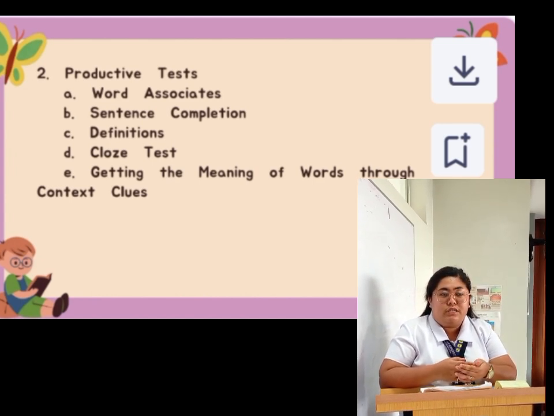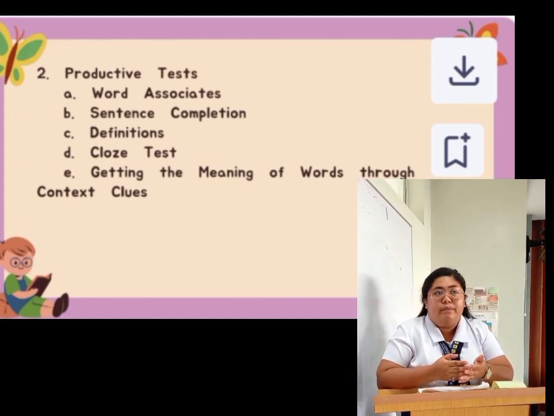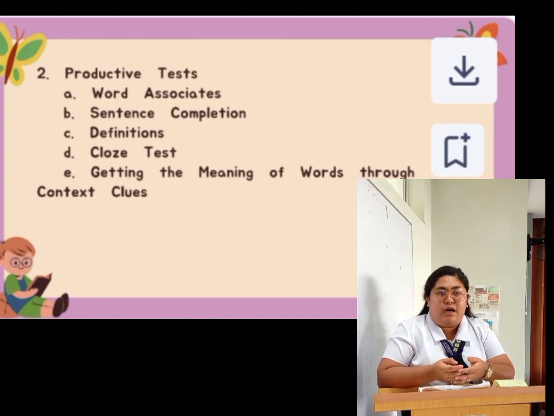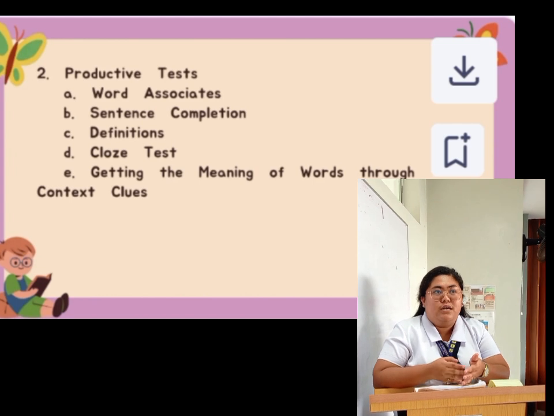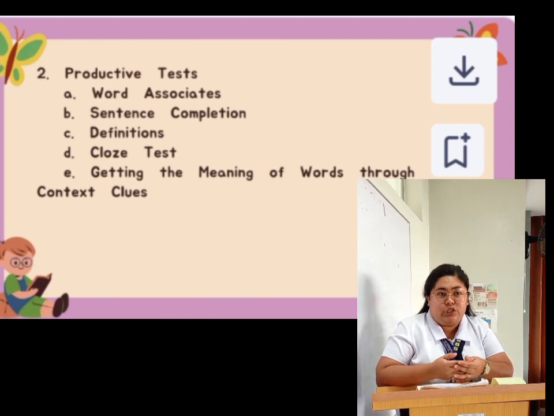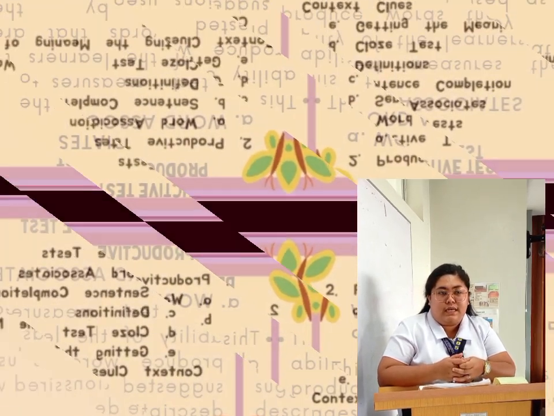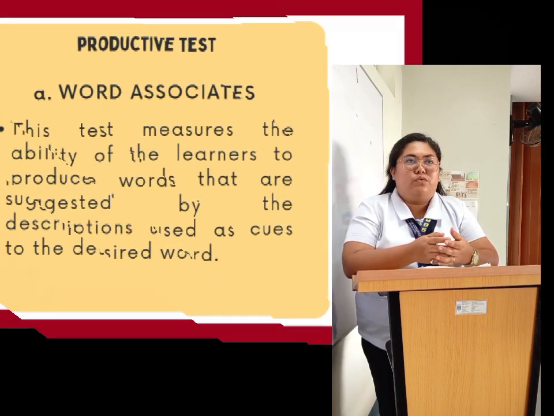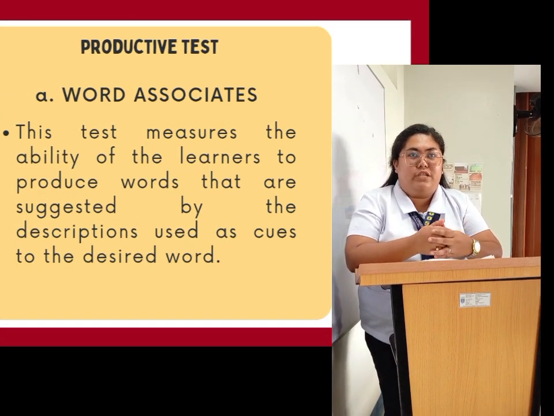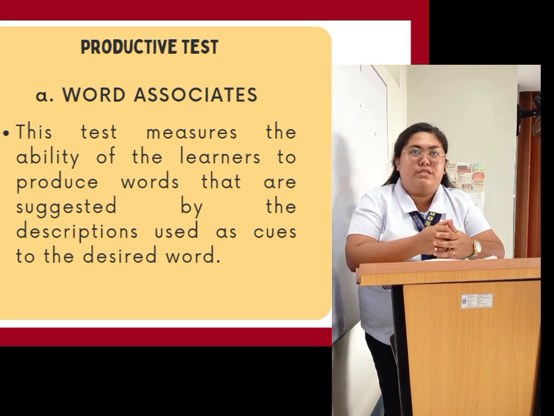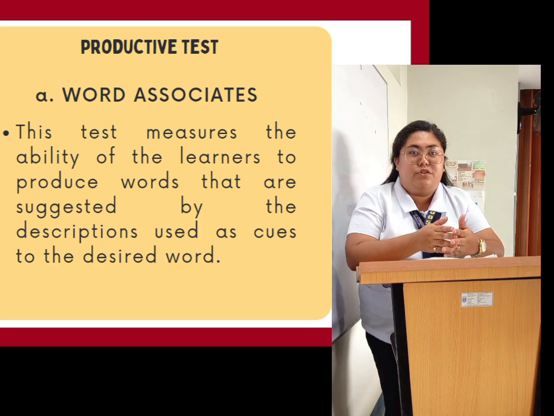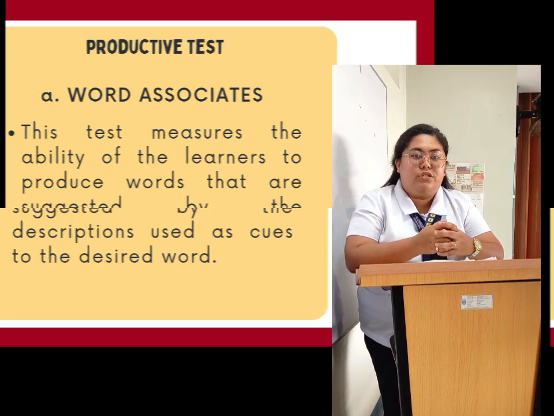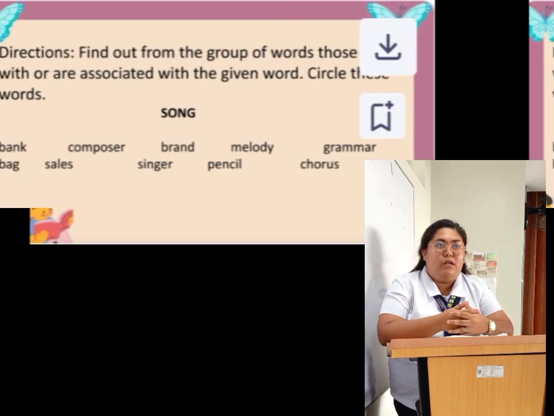So this test is the productive test. In the productive test, these are the following that align: first is word association, second is sentence completion, third is definition, the fourth is the cloze test. Our first one in the productive test is word association. This test measures the ability of the learners to produce words that are suggested by descriptions used as cues to the desired word. So here's our example.